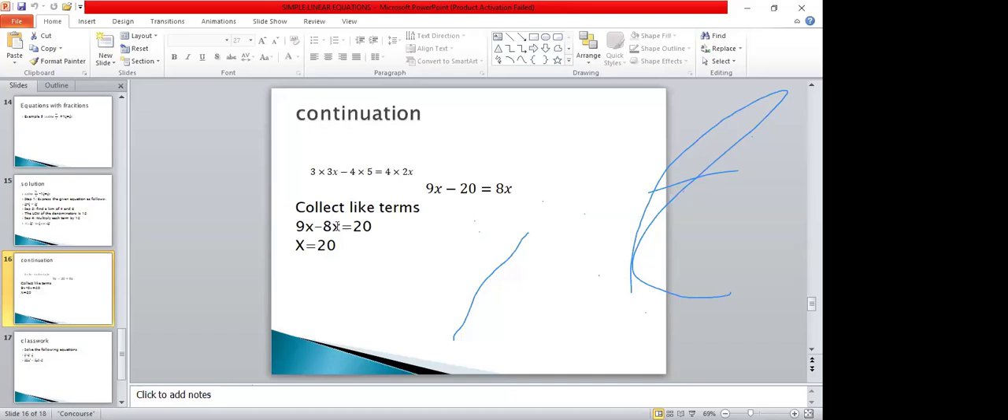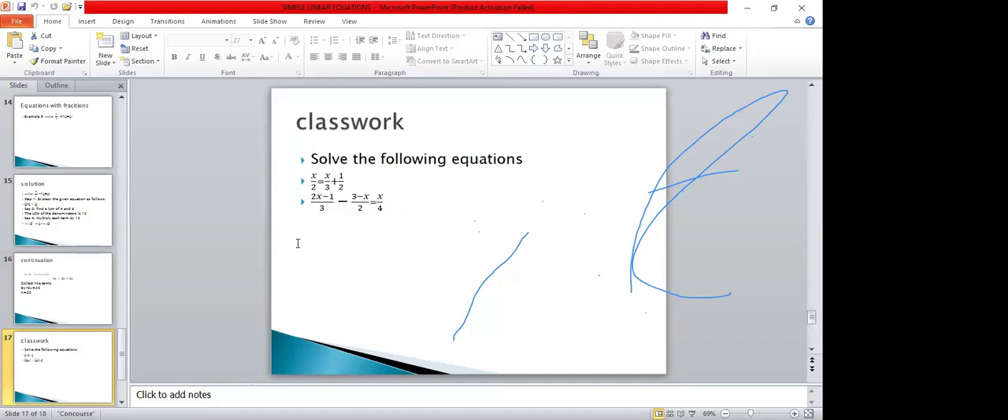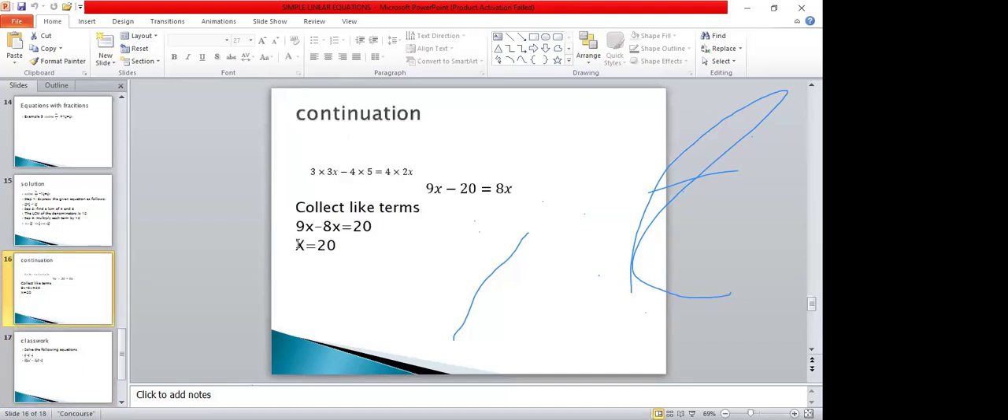So we now have 9x minus 8x equal to 20. So what is 9 minus 8? That is 1. Then we have 1x. But as a professional, you don't say 1x. You just say x. So our x equals what? 20. If you have any question, you can ask.